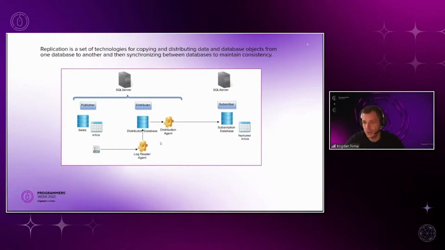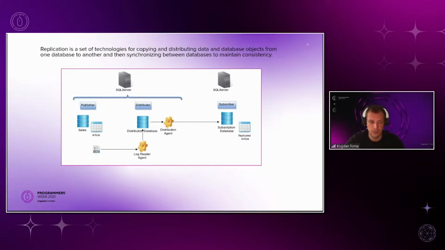For the merge replication, this distributor agent will be called merge agent, and it will have both ways flow. The subscriber will also be updated and can update the publisher. The distributor role will be more complicated. It will also have to take care of the conflicts. If the same row is updated on the publisher and on the subscriber, the distributor will decide which value is the latest one.